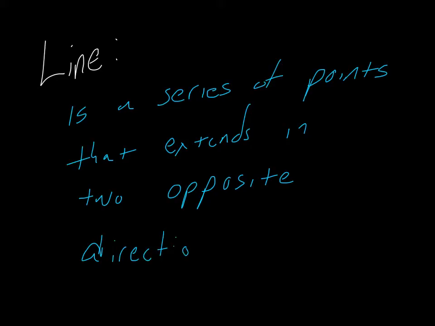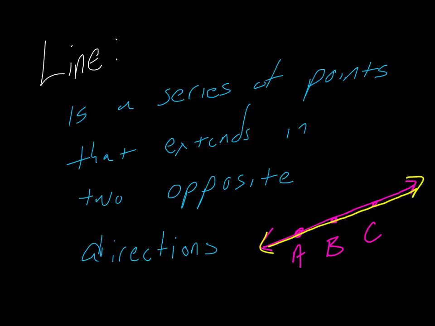And we'll go ahead and look at a couple of examples of a line. So take, for instance, if we threw a few points out there that were, in fact, extending in opposite directions. So we've got point A, B, and C, which all lie on one line. That big yellow line right there.